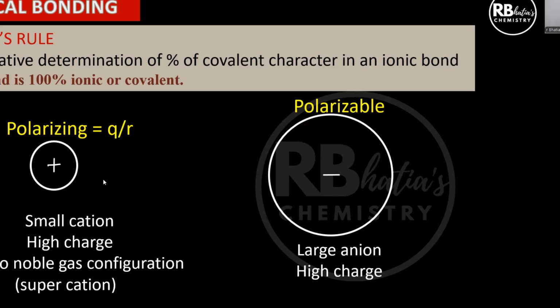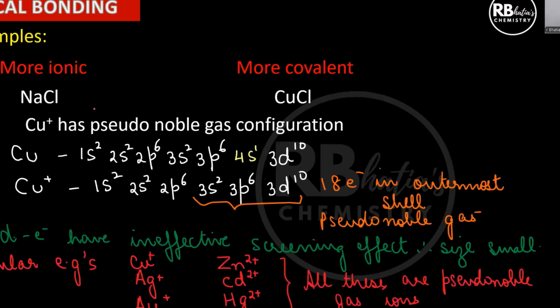These particular features are going to decide more covalent character. So more covalent character is observed if we have a small cation, large anion, high charge on both, and pseudo-noble gas configuration of the cation. Now let us observe a few examples and understand. The first case I'm taking up is sodium chloride and copper chloride. We want to compare sodium chloride and copper chloride.